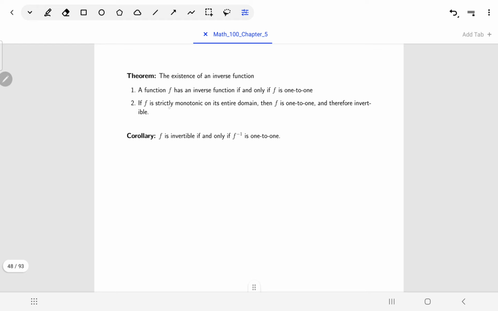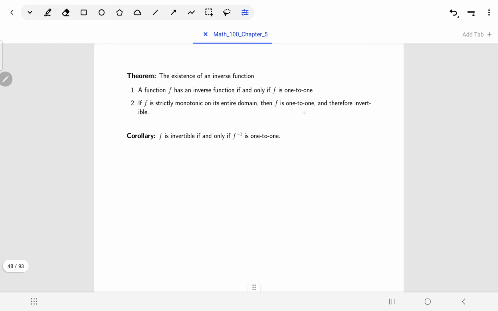So if you have a function that is strictly monotonic, then you're guaranteed that things are one-to-one and therefore invertible. So that is definitely true. If you can show that a function is strictly monotonic, then you can conclude automatically that it must be a one-to-one function and is therefore invertible. If we'd had this theorem earlier, we would have had a much easier time in 5.1.